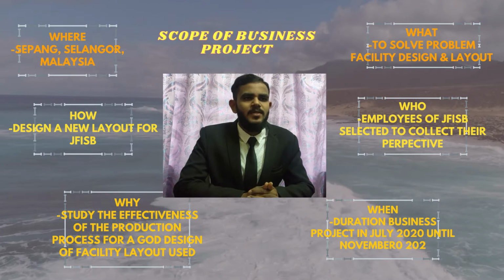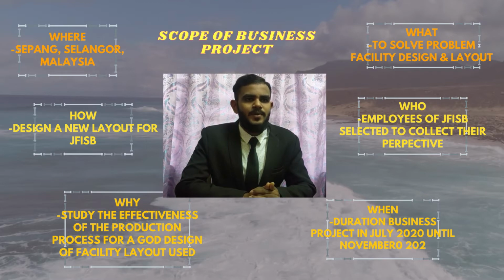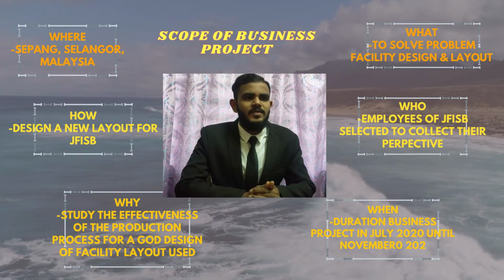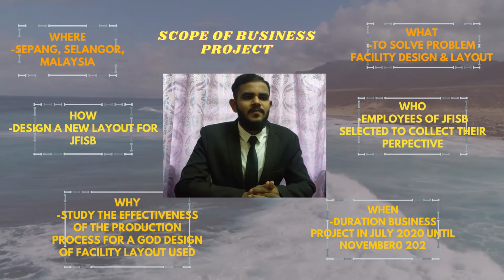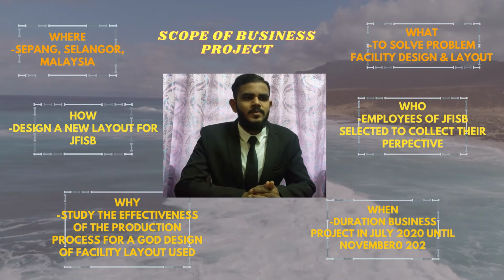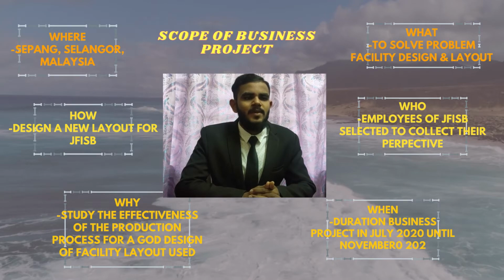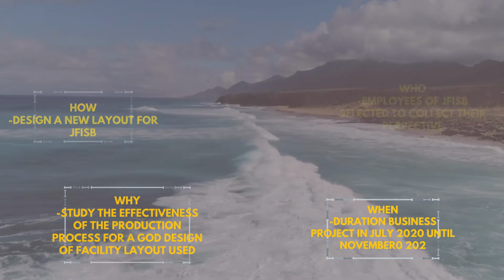Third is when. The duration of this business project is from July 2020 until November 2020. Fourth is why. The selected topic will be discussed in order to study the effectiveness of the production process if a good design of facility layout is used. Fifth is how. Design a new layout for Jamirah Food Industries Sdn Bhd to overcome their problems. Last one is where. Jamirah Food Industries Sdn Bhd is located at Lot 815, Jalan Mempelam, Kampung Bukit Bangkok, Sungai Pilih, 43950, Sepang, Selangor, Malaysia, and it takes 30 minutes from Nilai Polytechnic.